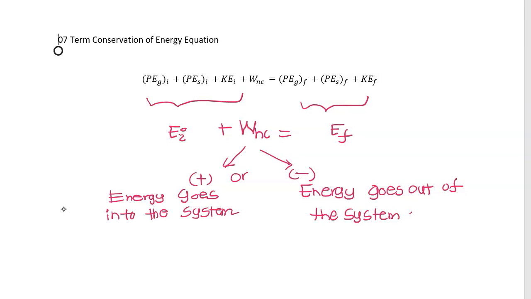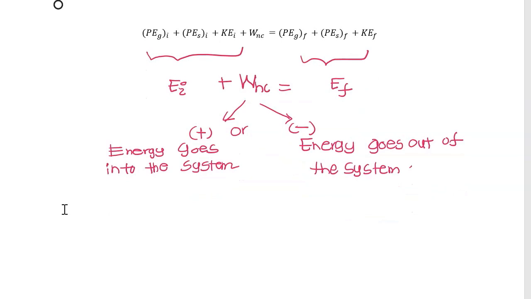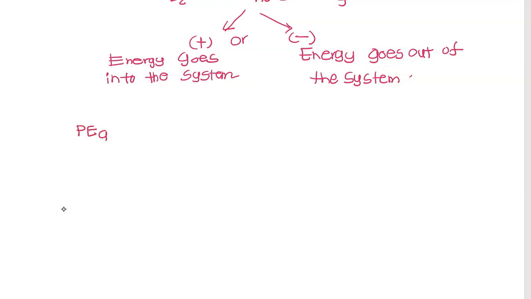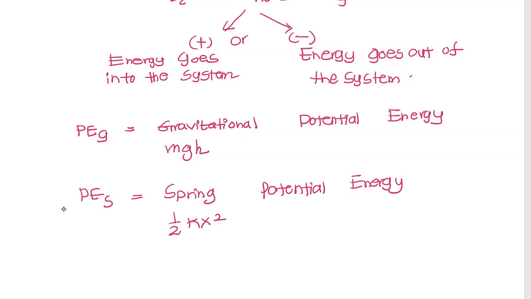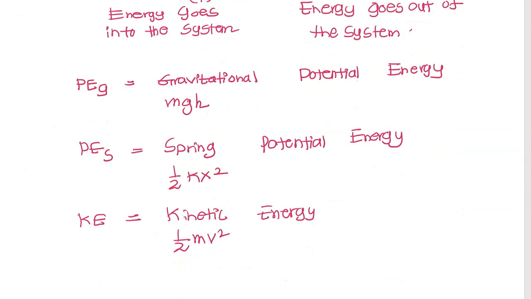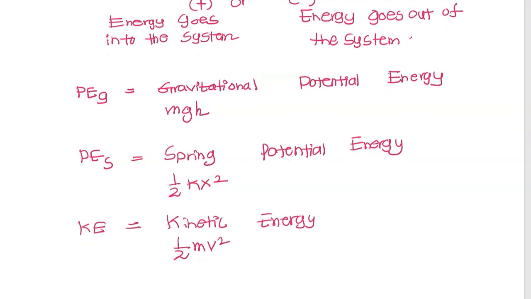This work non-conservative can be either positive or negative. If it is positive, energy goes into the system. If it is negative, energy goes outside of the system. And let's understand this PEG. So what is PEG? PEG is the gravitational potential energy, and you're going to learn an equation to calculate the gravitational potential energy. That would be just mass times g, 9.8, times the height. And then spring potential energy. Spring potential energy depends on k, the stiffness of the spring, and x, the compression or the extension in the spring. And then kinetic energy, it depends on the mass of the object and also how fast it is moving, speed. So this v in the kinetic energy equation is just the speed, not velocity. Energy is a scalar quantity. So that would be it.